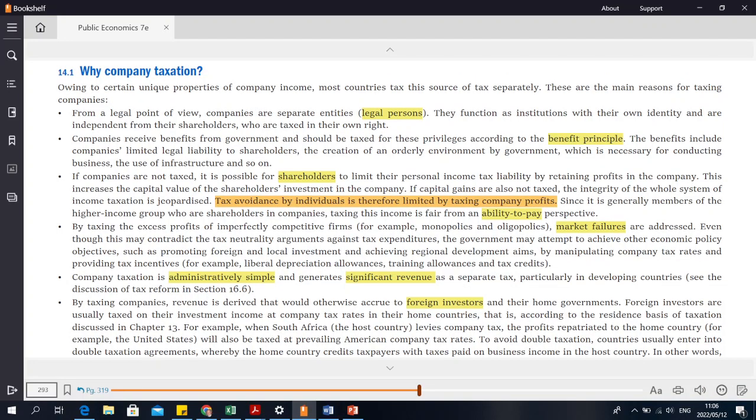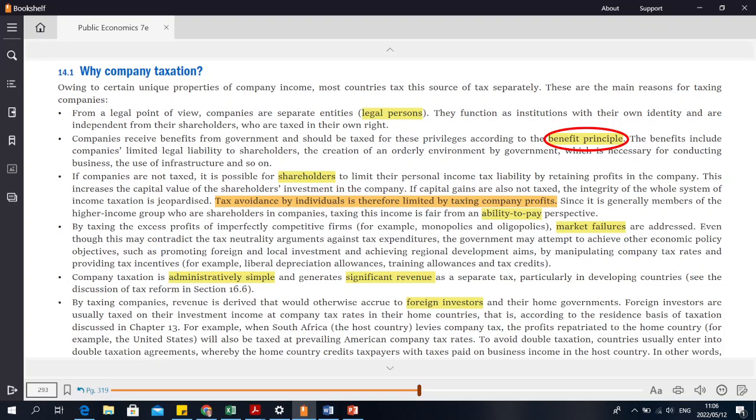So why a company tax? 14.1 is important. Now what you will see is the reasons for a company tax mostly have to do with the four characteristics of a good tax. For example, one of the reasons is because companies benefit from government services. So what does the benefit principle have to do with? It has to do with fairness of a tax. So it's just fair that people that get benefits from the government, which protects their property and provides goods and services, and therefore they benefit from the South African services, should pay tax.